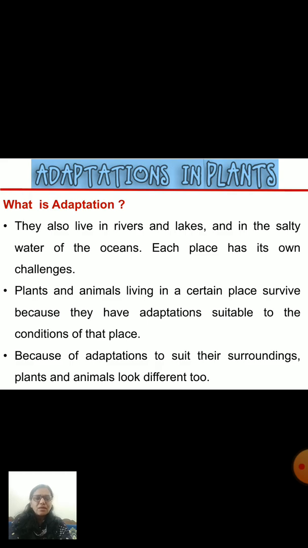I told you in the last period how all the plants and animals adjust themselves to survive in their surroundings, and that is due to adaptations. So plants and animals living in a certain place survive because they have adaptations which are suitable to the conditions of the place. Because of the adaptations they become suitable to the surroundings. Plants and animals also look different because of the adaptations according to their surroundings.